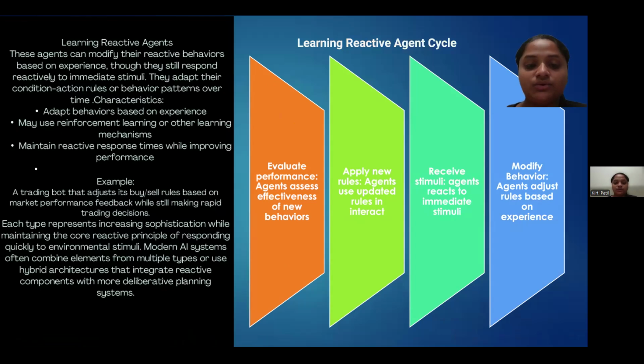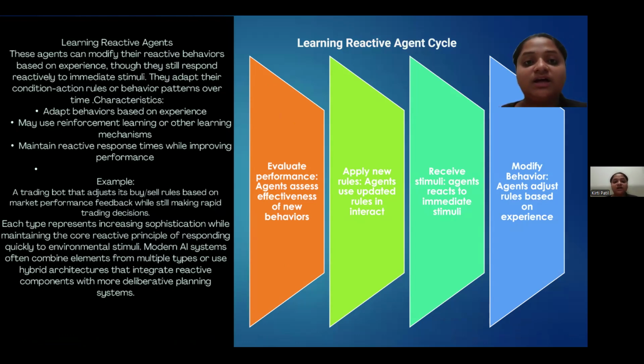Next is the learning reactive agent. This agent can modify its reactive behaviors based on its experience, though it still responds reactively to immediate stimuli. They adapt their condition-action rules or behavior patterns over time.